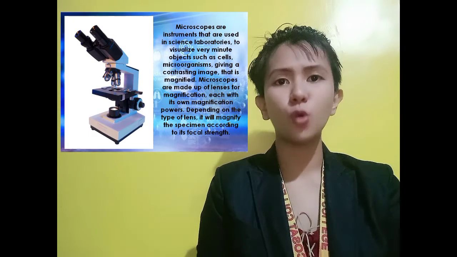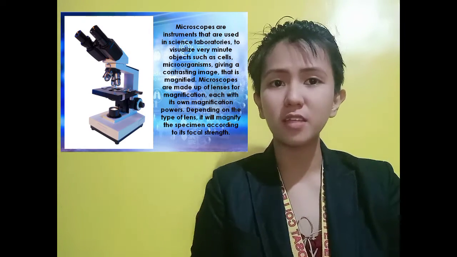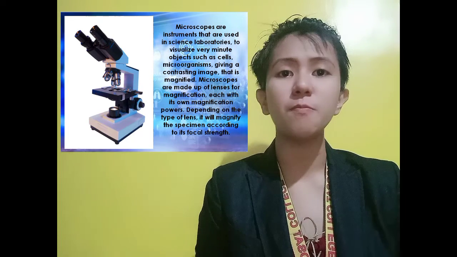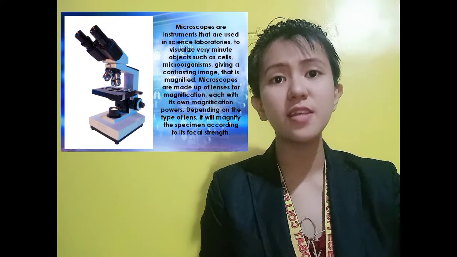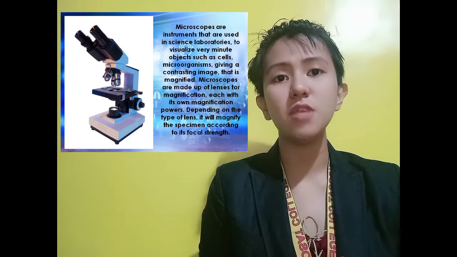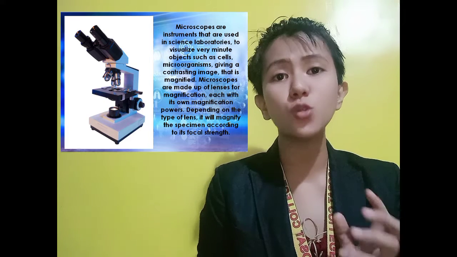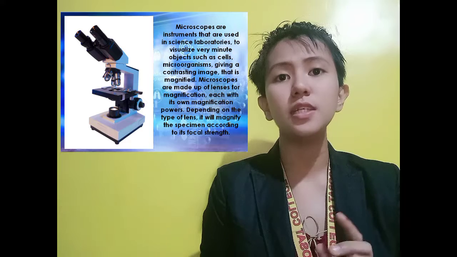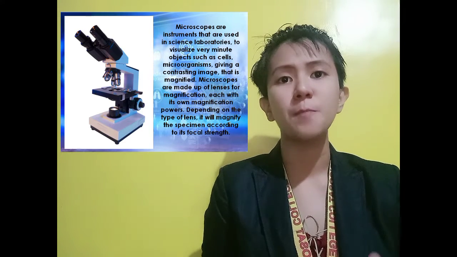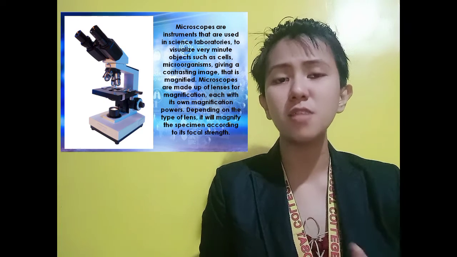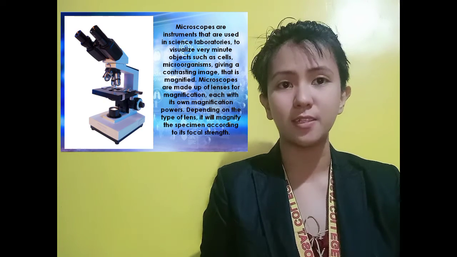What is a microscope? Microscopes are instruments used in science laboratories to visualize very minute objects such as cells and microorganisms, giving a contrasting image that is magnified. Microscopes are made up of lenses for magnification, each with its own magnification power. Depending on the type of lens, it will magnify the specimen according to its focal strength.